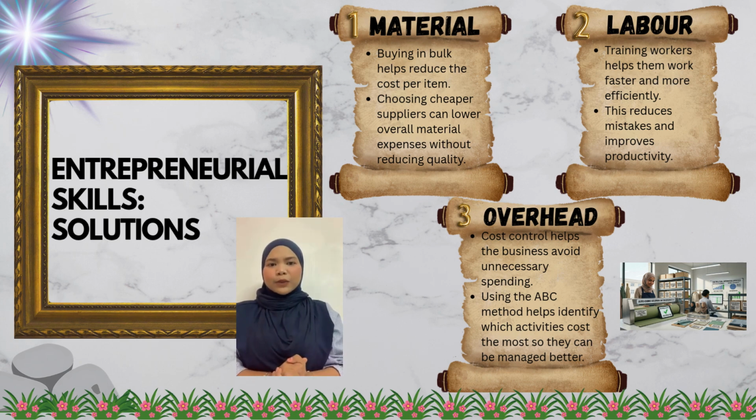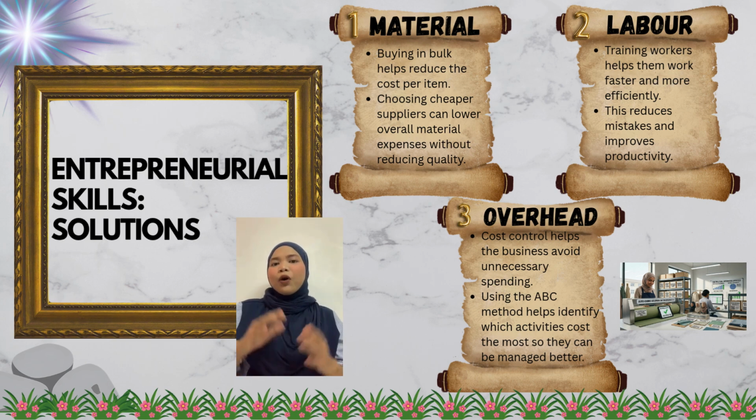Then, I will explain the solution to overcome these challenges. First, for material costs, we can reduce expenses by purchasing in larger quantities and selecting more cost-effective suppliers. This helps us manage costs without affecting product quality. Next, for labor, improving workers' skill is important. When workers are more efficient, production becomes faster and more consistent, which reduces overall costs.